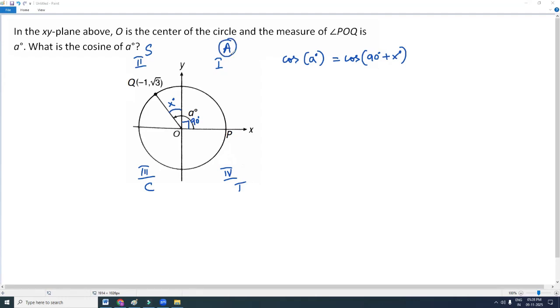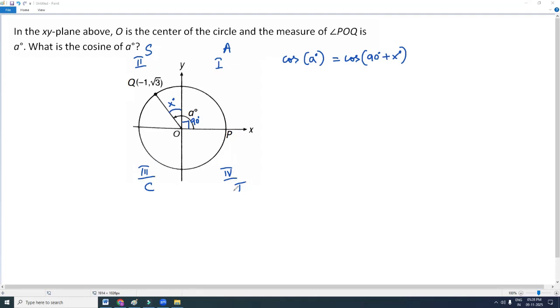Here we have A for the first quadrant. That is, all 6 trigonometric ratios are positive in the first quadrant. In the second one, we have S. S means sine and its reciprocal cosecant. Only these 2 trigonometric ratios are positive. The rest are negative in the second one. In the third one, cosine and its reciprocal secant are positive. The rest are negative. In the fourth one, tangent and cotangent are positive.